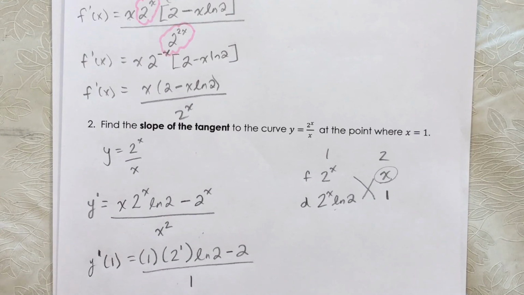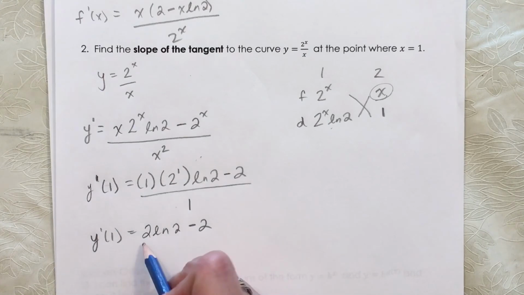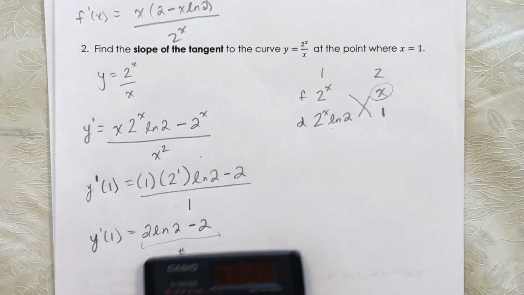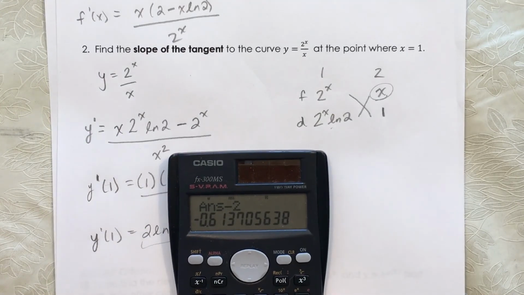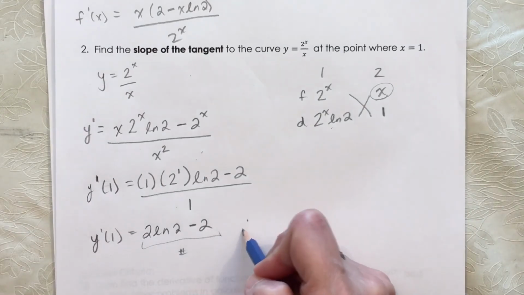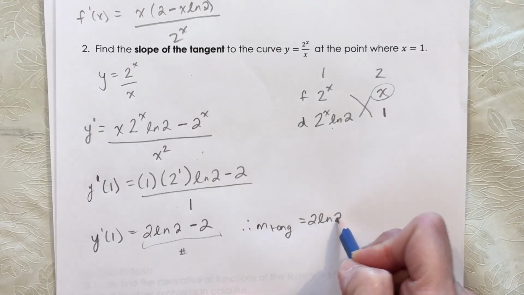And again, that's 2 ln 2 minus 2. That's a number. This is just a number. If you wanted to know what it was approximately, you would do 2 times the ln of 2 minus 2, which is approximately negative 0.613705638, but if you want to give an exact answer, you would just leave it like that. 2 ln 2 minus 2 is your slope. So therefore, m tangent equals 2 ln 2 minus 2.